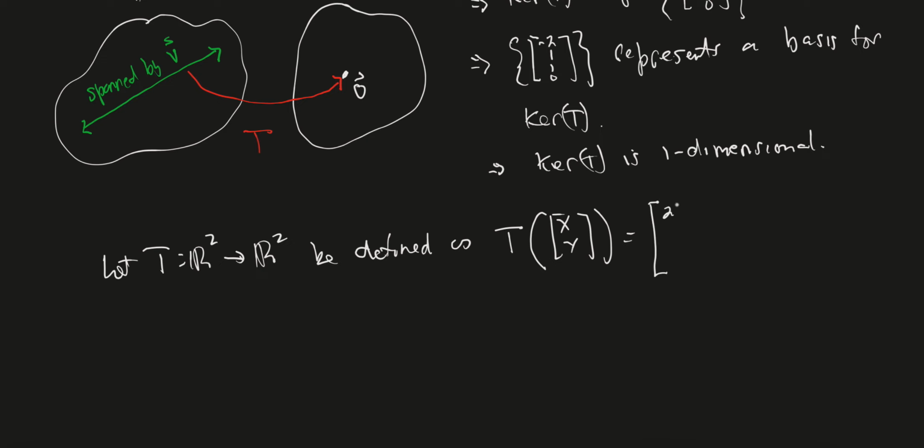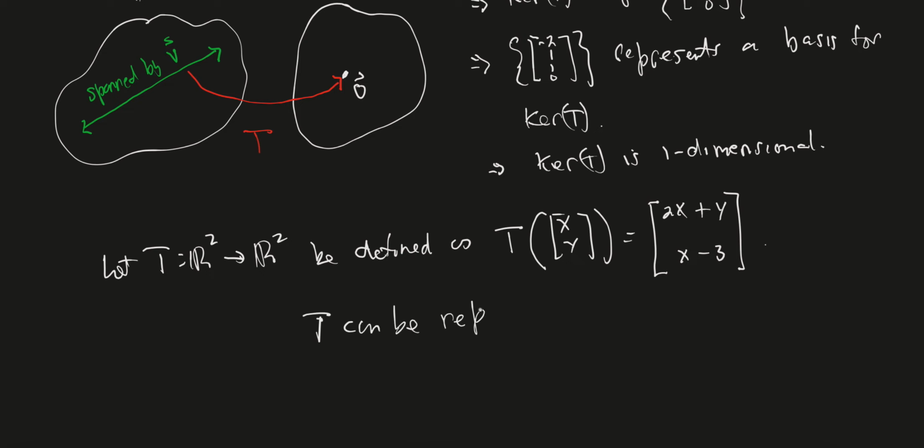So let's say it's 2x plus y and then x minus 3y. All right, so here's our transformation. It takes vectors from R2, produces other vectors in R2, and let's go ahead and find the kernel, and again figure out what its dimension is. Now, if we look at this, we can tell what the standard matrix of this transformation is simply by looking at the coefficients.